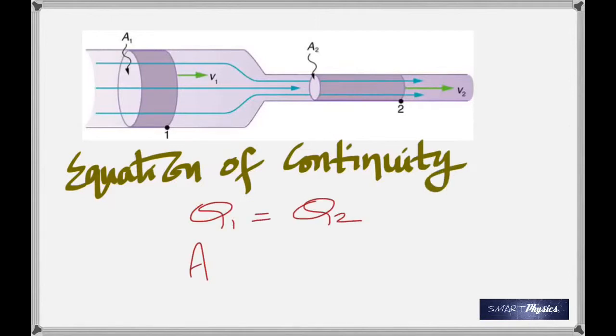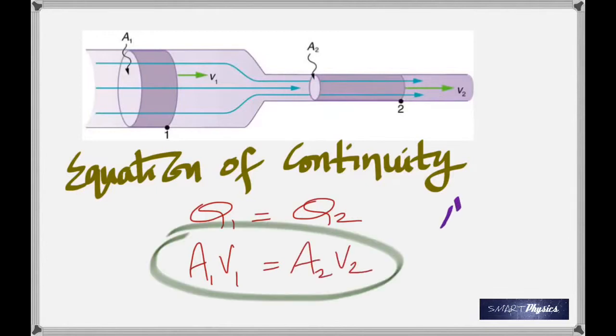All right. What comes in? Q1 is equal to Q2. Q1 is what comes in. Q2 is what flows out. And Q1 would be A1 times V1. Right? And Q2 would be A2 times V2. That is the equation of continuity. Therefore, since A2 is less than A1, V2 would be greater than V1. Isn't it? That's it. That is the equation of continuity.